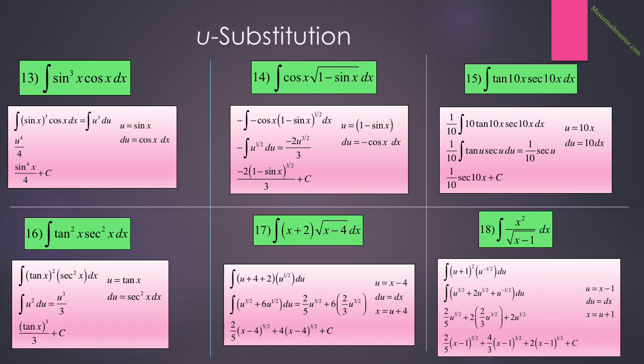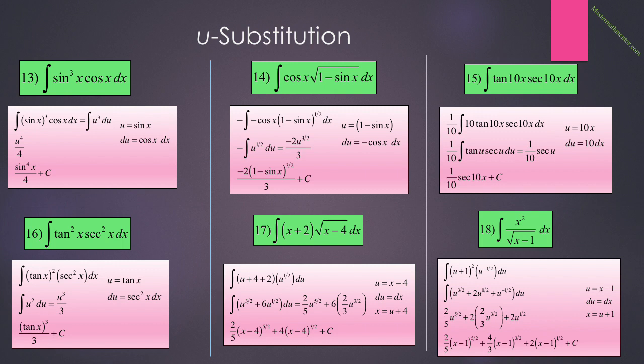18 is trickier yet. The integral of x squared over the square root of x minus 1 dx. We will bring the square root of x minus 1 upstairs and write that as x minus 1 to the 1/2 power. And I will let u equal x minus 1. du dx is equal to 1, so du is equal to dx. And therefore x is equal to u plus 1. So I'm going to replace in the original expression every x with a u plus 1. So this becomes the integral of u plus 1 quantity squared, u to the negative 1/2 du.